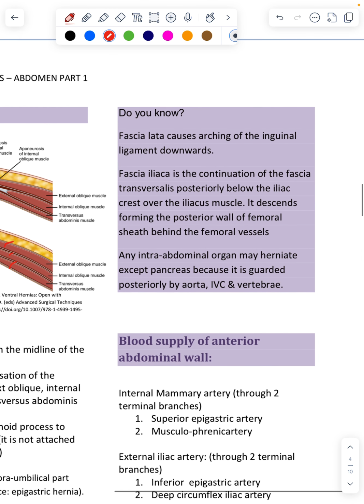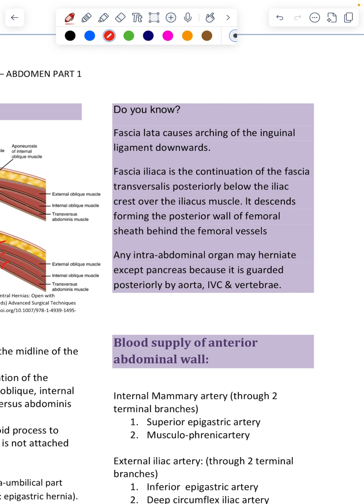Fascia lata causes arching of the inguinal ligament downwards. Yes, it pulls downward. Fascia lata is a continuation of fascia transversalis below the iliac crest. Any intra-abdominal organ may herniate except the pancreas, because it is guarded posteriorly.